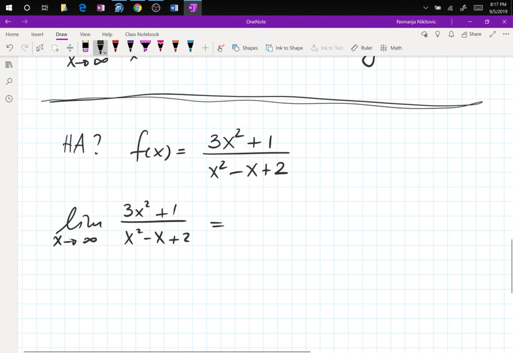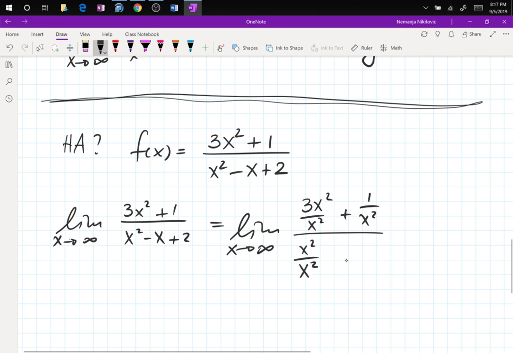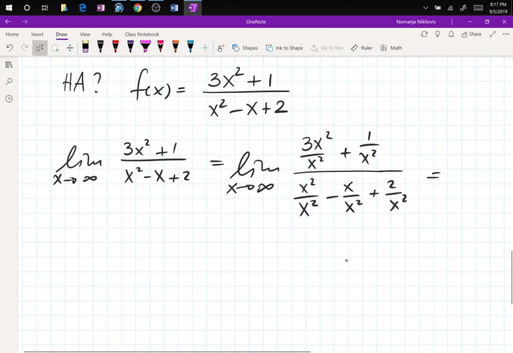All right, so when you have a polynomial divided by polynomial, we are going to divide every single term, we have 5 separate terms. You will divide each one by the highest exponent you have, which is x squared. So you will divide everywhere by x squared. So here we go. Limit x goes to infinity, and now you have 3x squared divided by x squared plus 1 over x squared, now you have x squared divided by x squared minus x over x squared plus 2 over x squared. And now you cancel everything you can.